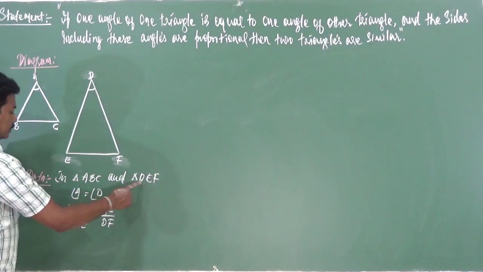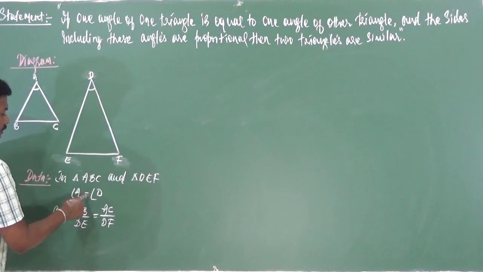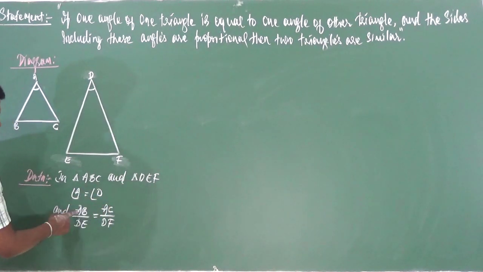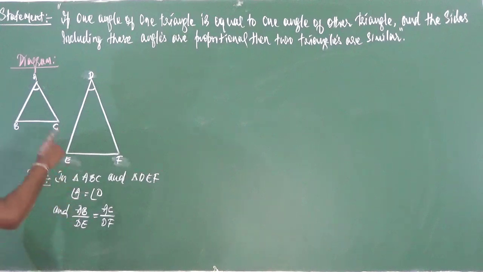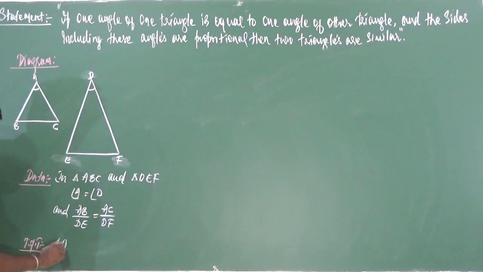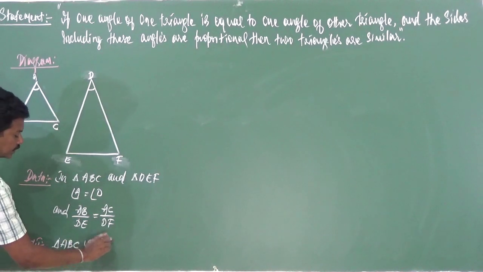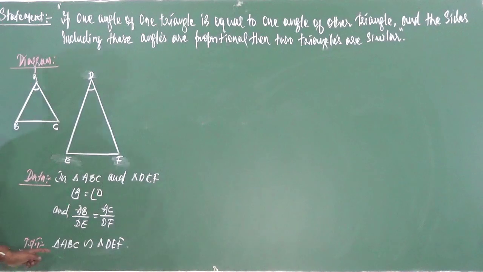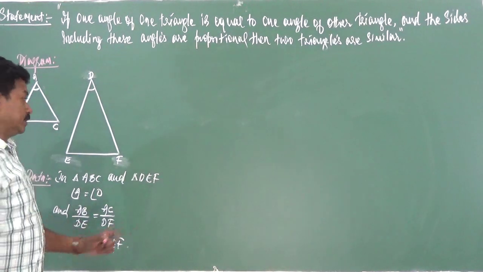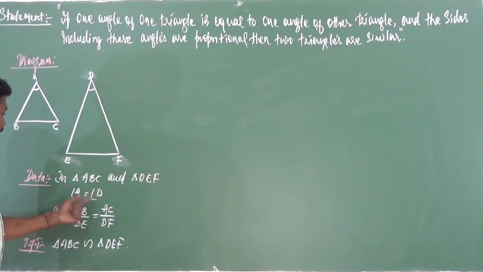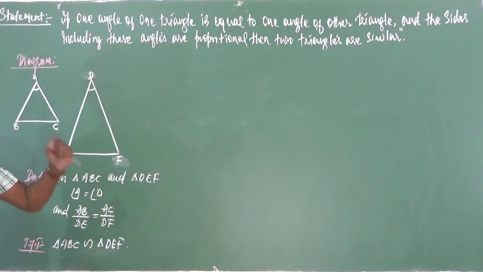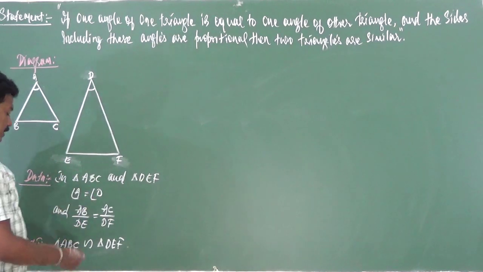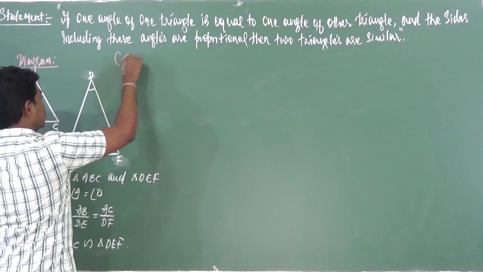So in both the triangles, one angle of one triangle is equal to one angle of the other triangle, and the sides containing these two angles are also proportional. I have written the proportionality here. Then the two triangles are similar, so you have to prove that. What we have to prove is that triangle ABC is similar to triangle DEF. Very simple. In order to prove this, the data given here is not sufficient, so we will go with a little bit of construction. We will go with the construction part.